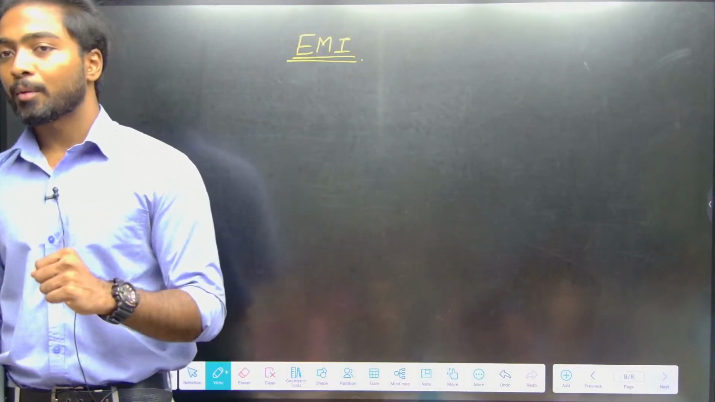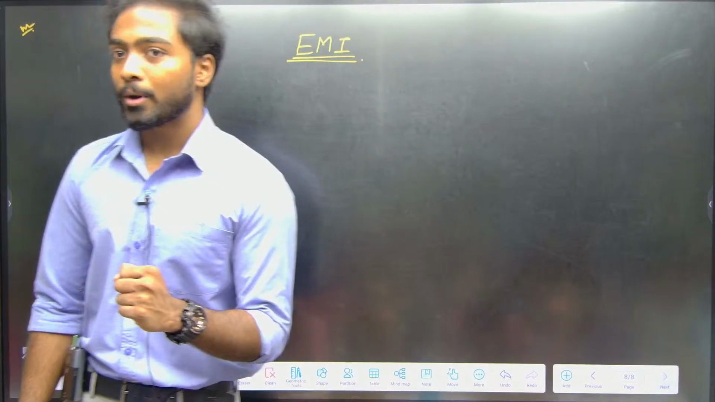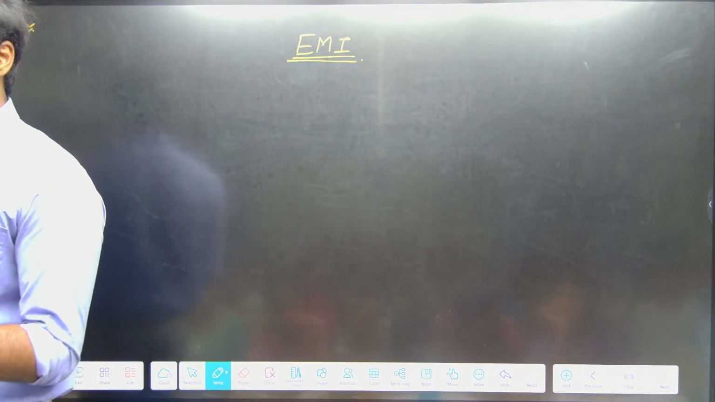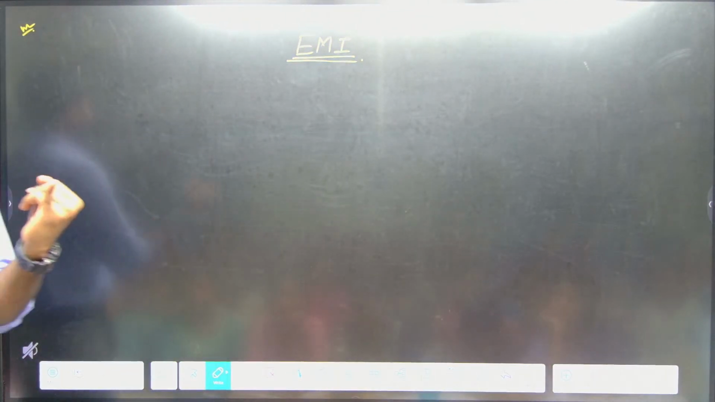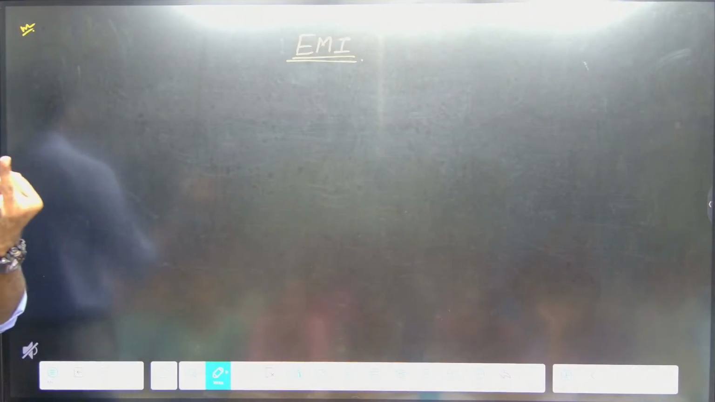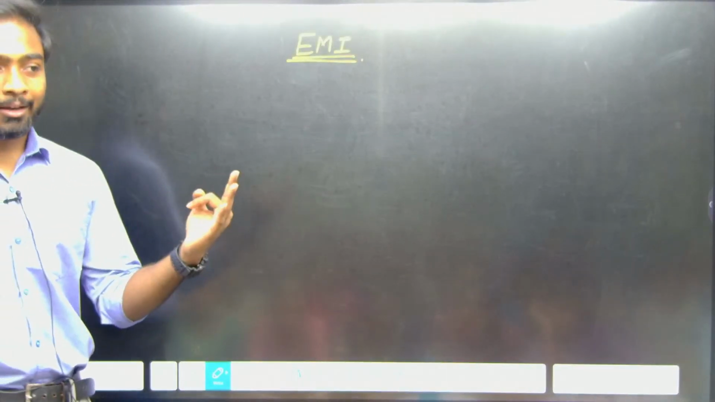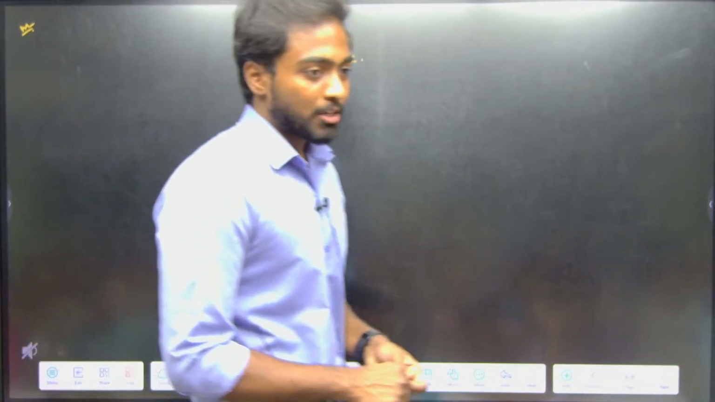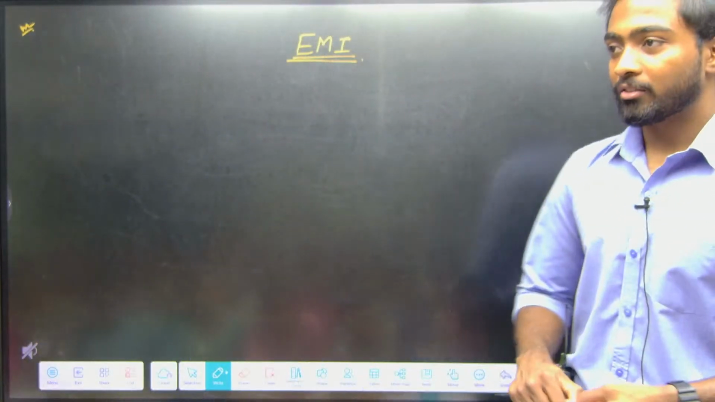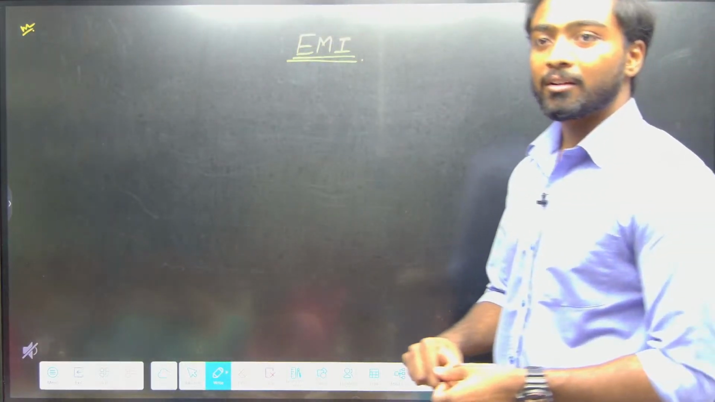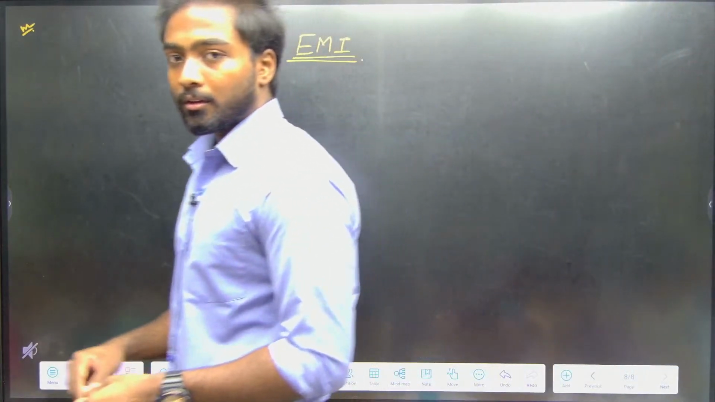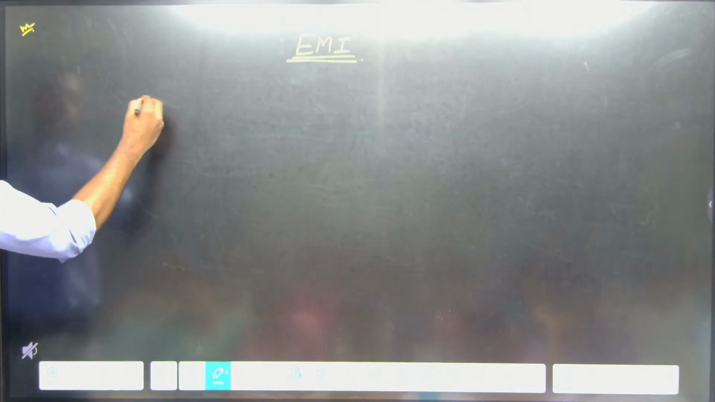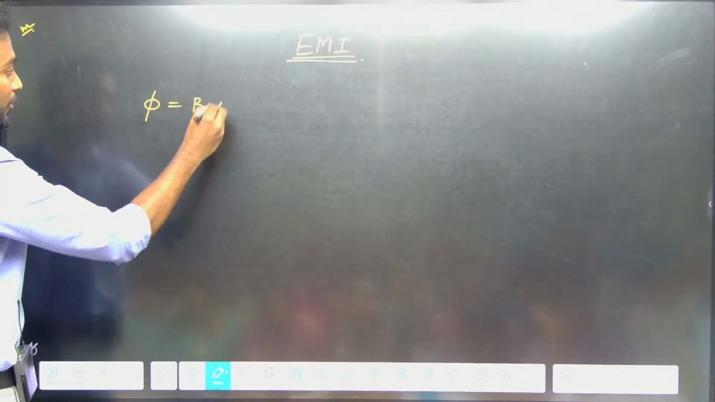What was the formula of the electric flux? Phi equals E dot dS, or E S cos theta: electric field into area into the cosine of the angle between them. Similarly here, phi equals B A cos theta. B is nothing but the magnetic field. Phi equals B dot A.